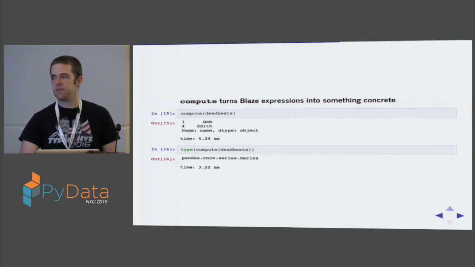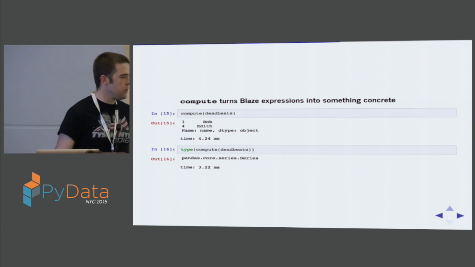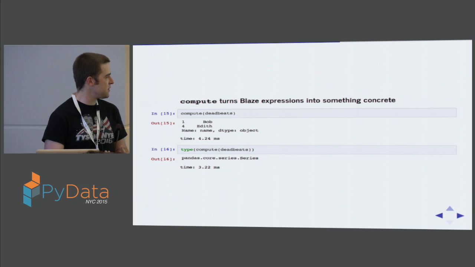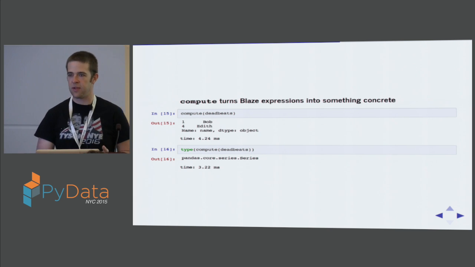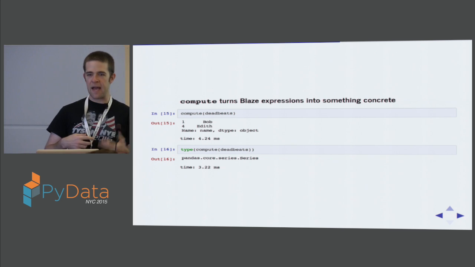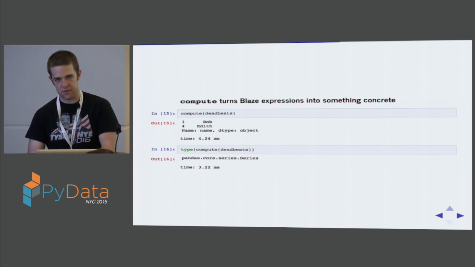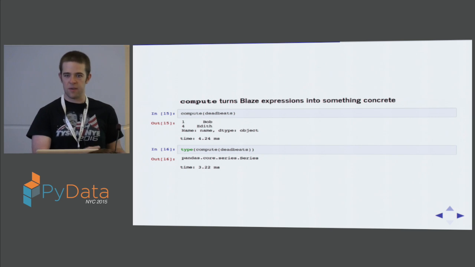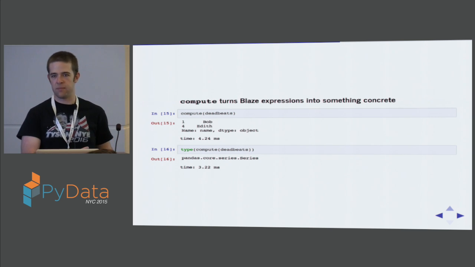So if we look at the type of the result of compute, the type of that is a pandas series. So in general, when you input something from a particular ecosystem, like a pandas thing or a pure Python thing or a SQL Alchemy thing, you're going to get back a thing from that same ecosystem. So I input a pandas data frame, I get a series out. I input a NumPy rec array, I get a NumPy array out.